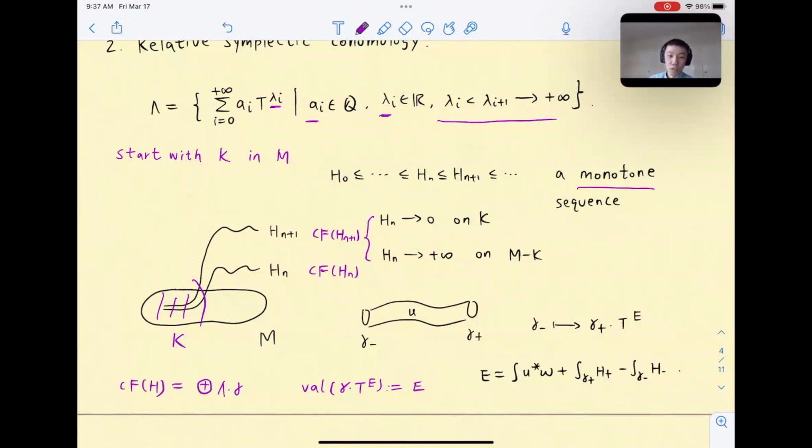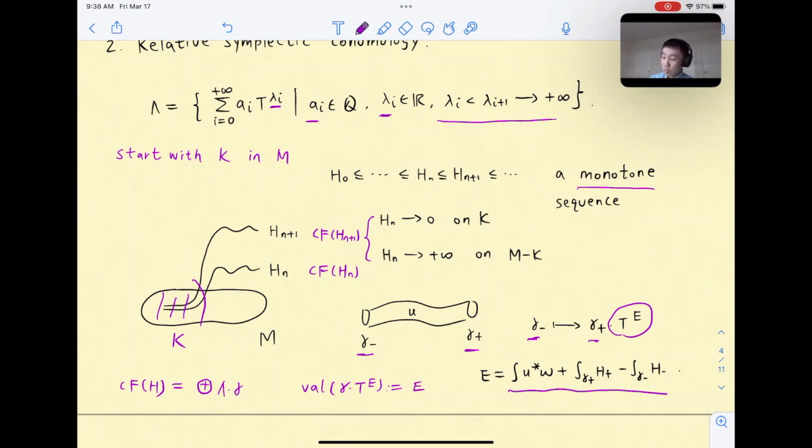And to make this work, we need to also weight the Floer differentials by some energy. Suppose we have a Floer differential connecting gamma minus and gamma plus, then its contribution in the differential is gamma minus goes to gamma plus times t to some power, and this power is given by this energy: the integral of omega plus the integral of h on the positive end minus the integral of h on the negative end. So if we have a fixed Hamiltonian, then this number is just the action difference.